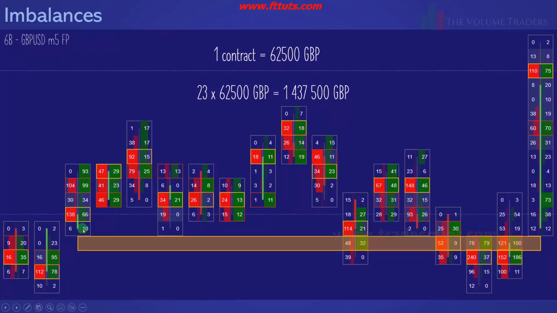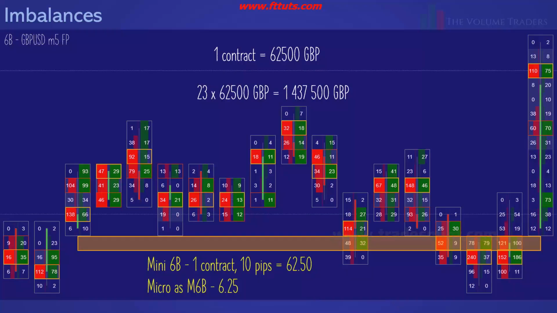So please, no confusion here about how much one contract is worth, because what we see here are full contracts. What we trade, like 6B or ES or GC as gold, these are mini contracts. Yeah, we can choose between mini and micro contracts. So mini, as 6B, what we see now: one contract, for 10 pips, is worth just 62.5. And micro, as M6B, 10 times less.